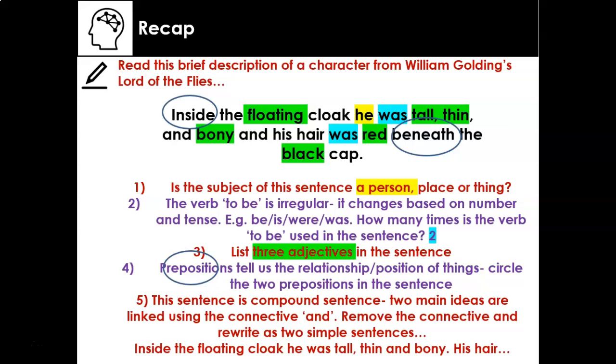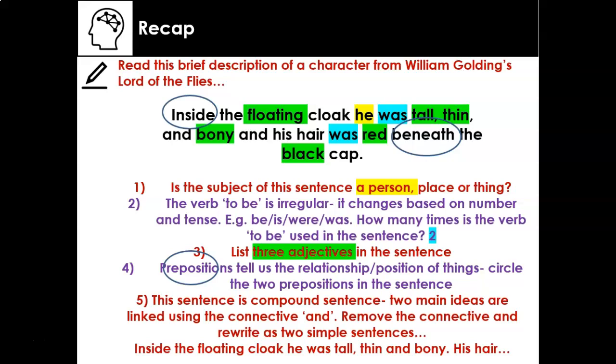So all subjects will have that. We will be able to identify within a sentence the who, what, or where. That is the main focus. The idea is being built around that main subject, and every sentence needs one. But a sentence isn't a sentence without a subject and a verb. So how many times is the verb to be used in the sentence? Brilliant. It's in its irregular form, was. So that's past tense, he was, and it's singular because there's only one of them. He was, his hair was. Brilliant.